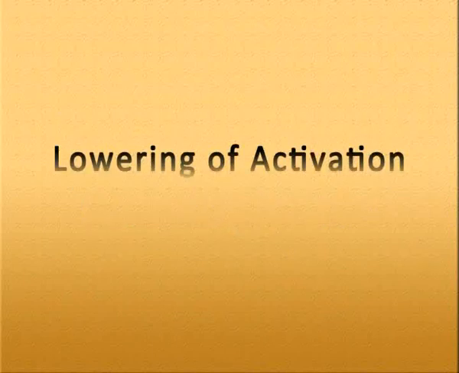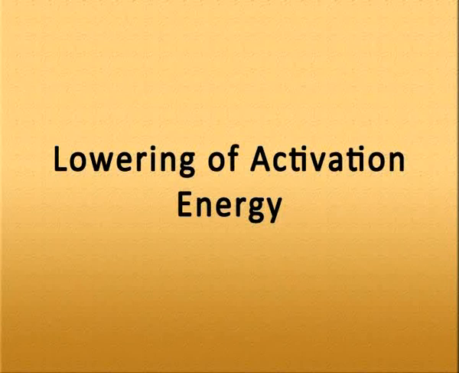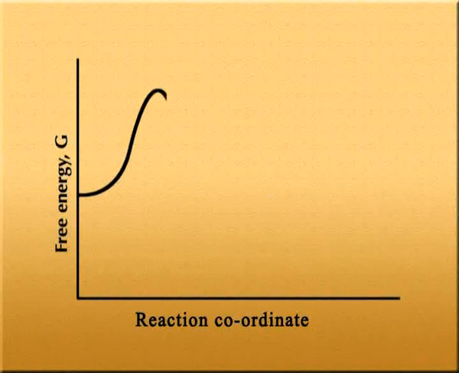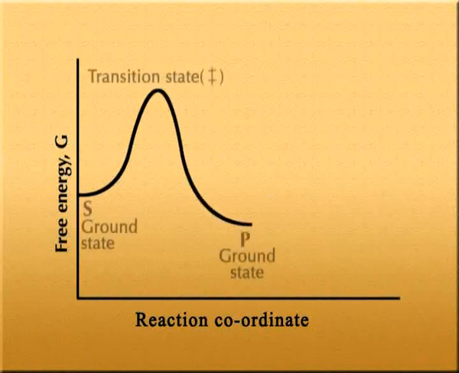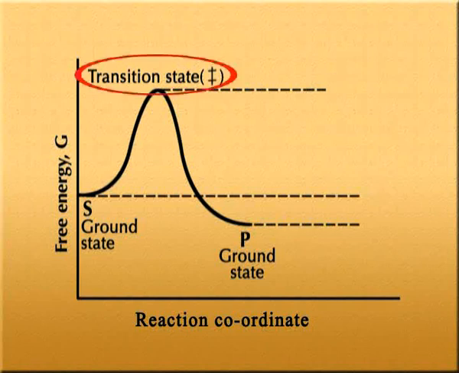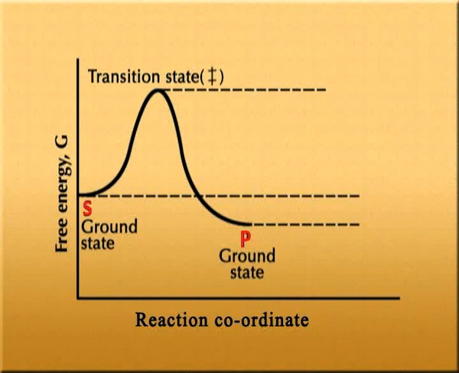Now let us discuss lowering of activation energy, how activation energy is lowered. As per transition state theory, a chemical reaction of substrate S to form product P goes through a high energy unstable intermediate state called transition state at some point in the reaction. This transition state has a higher free energy than either substrate S or product P, as shown by a transition state diagram.